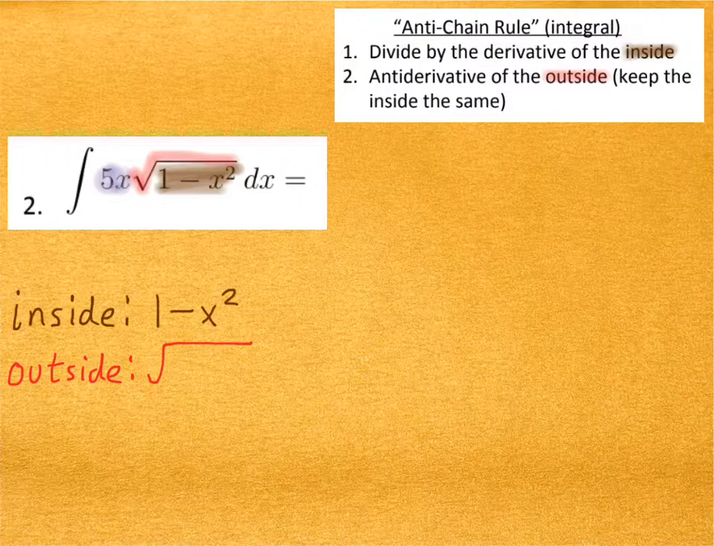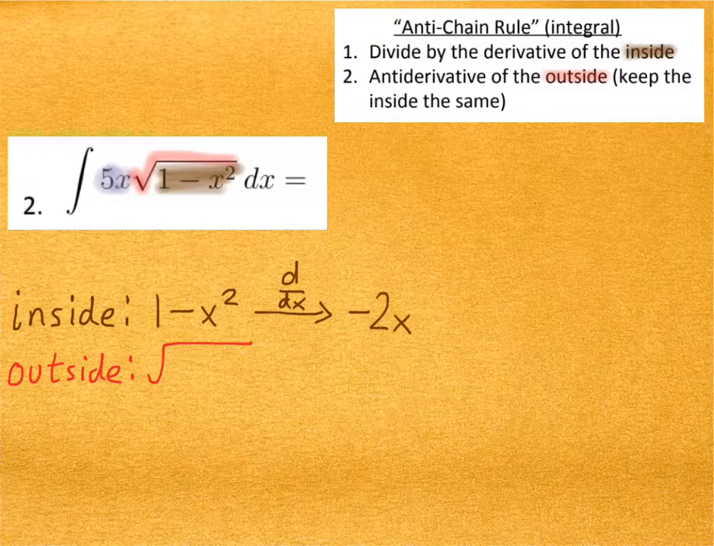Alright, so I need to divide by the derivative of the inside. What is the derivative of the inside function? That would be negative 2x. Okay, so let's divide by that. And if you notice, the x's cancel. That's a good thing. Otherwise, we couldn't use the anti-chain rule.